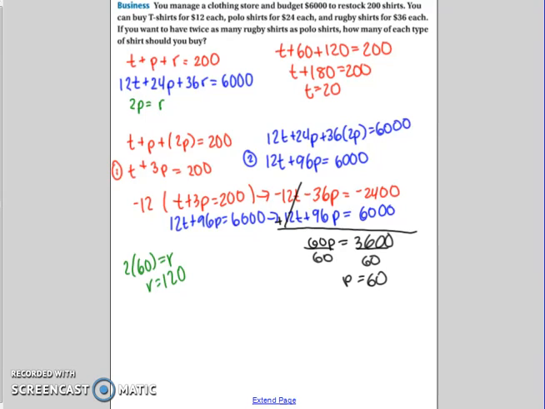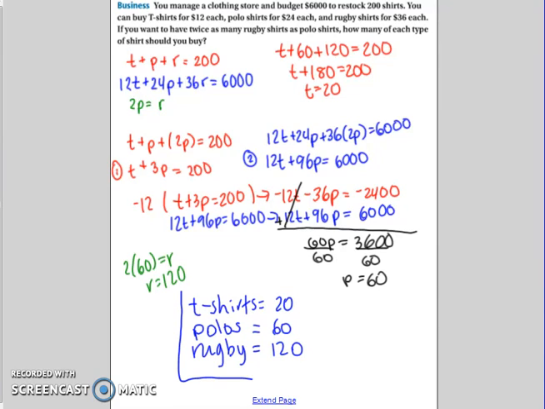So in this case, instead of writing my answer as an ordered triple because it's a word problem, I'm just going to write it out. And I'm going to say T-shirts equals 20. So there's 20 T-shirts. I'm going to say that polos equals 60. And rugby equals 120. And then this would be my answer.